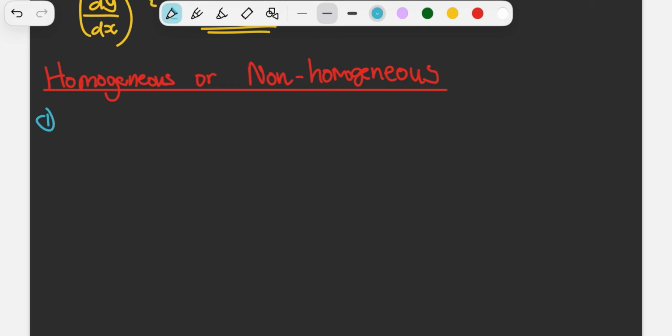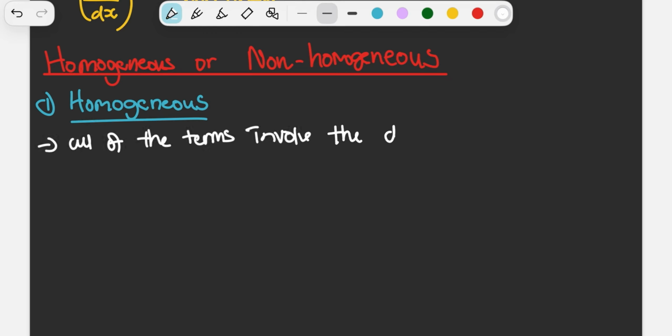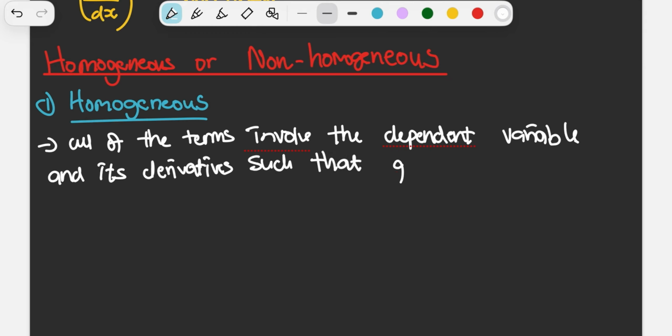So we start off with homogeneous. And you can basically tell that the opposite of homogeneous is going to be non-homogeneous. So what does homogeneous mean? It basically means that all of the terms involve the dependent variable, so just the dependent variable and its derivatives, such that g of x is equal to 0.